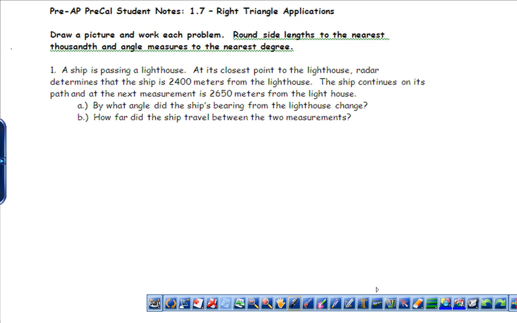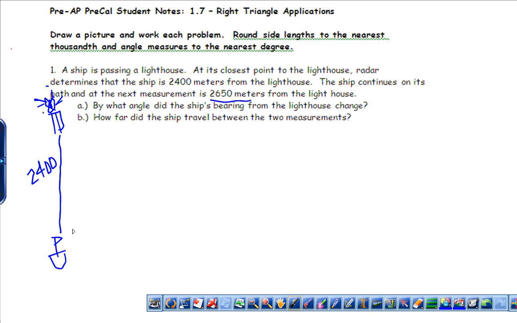It says a ship passing a lighthouse at its closest point to the lighthouse, the radar determines the ship is 2,400 meters from the lighthouse. All right, let's check out these mad drawing skills. So here's my lighthouse. And then the ship at its closest point is 2,400 meters. The ship continues on its path, and the next measurement is 2,650 meters.